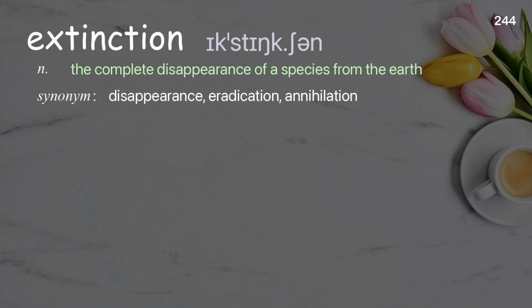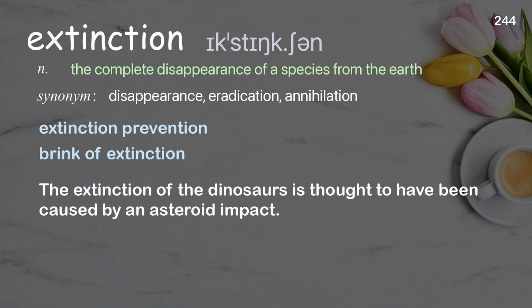Extinction. The complete disappearance of a species from the earth. Examples: Extinction prevention. Brink of extinction. The extinction of the dinosaurs is thought to have been caused by an asteroid impact.